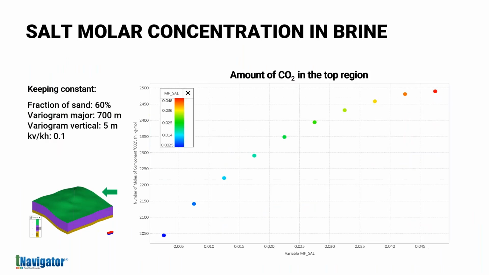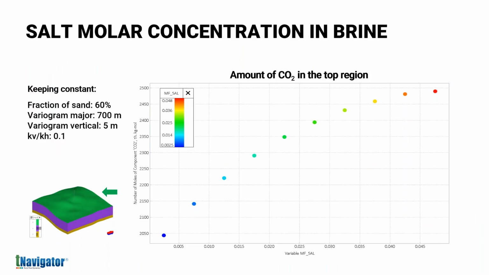And from the parameters, last but not least, is the salinity. The effect of salinity is also actually significant. So we have 60% sand here, and keeping some of the other variables constant. On the left-hand side, we're modifying the amount of salt dissolved in the water to start with, which impacts the dissolution. So we're ranging from 0.005 to 0.05.